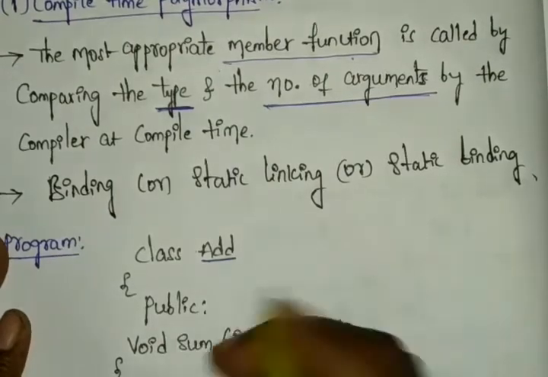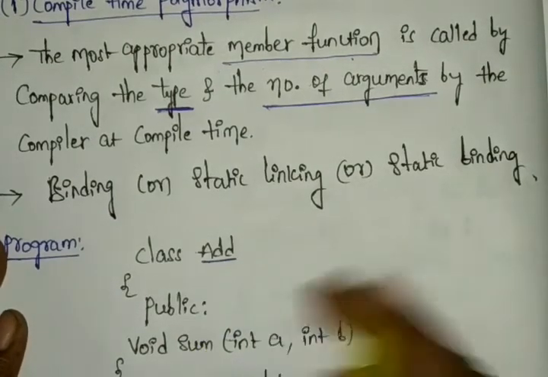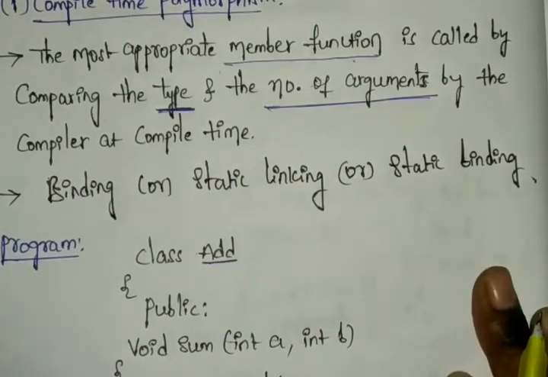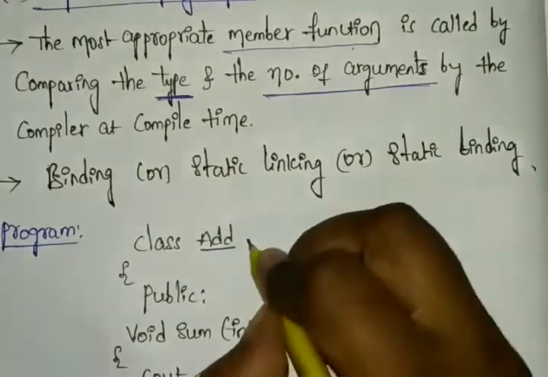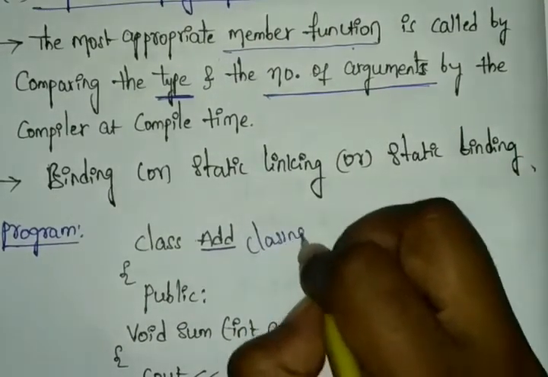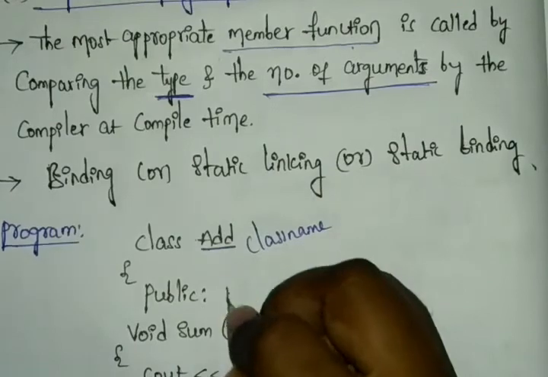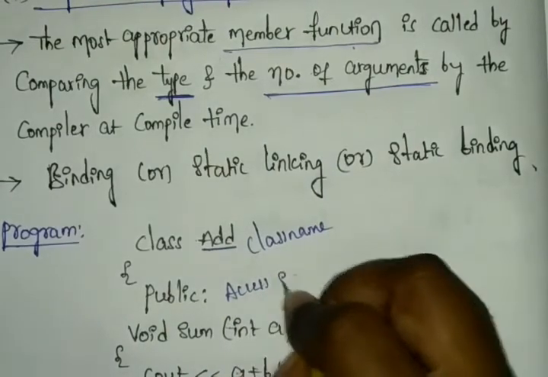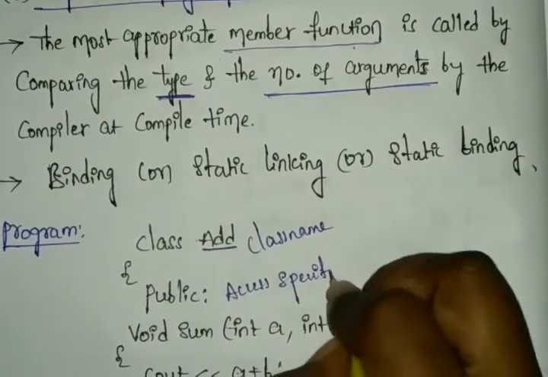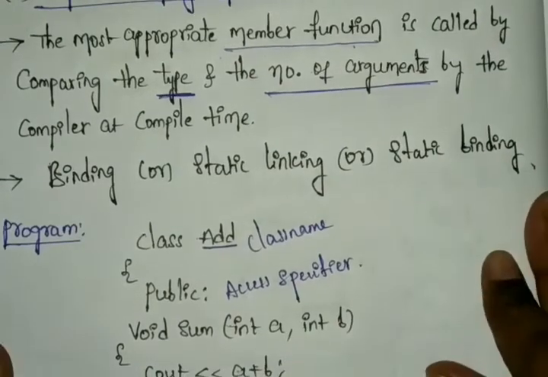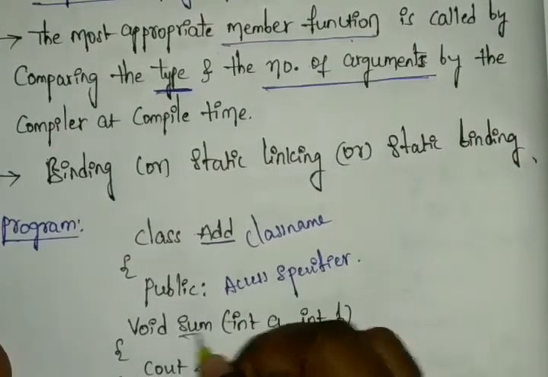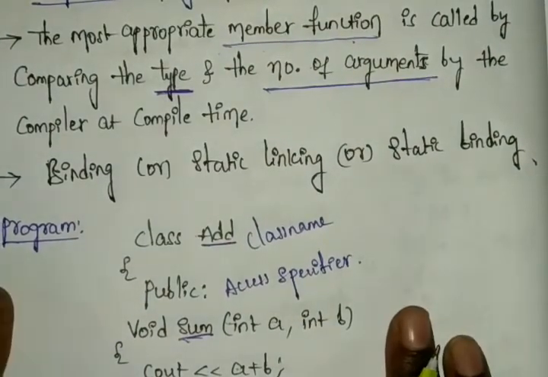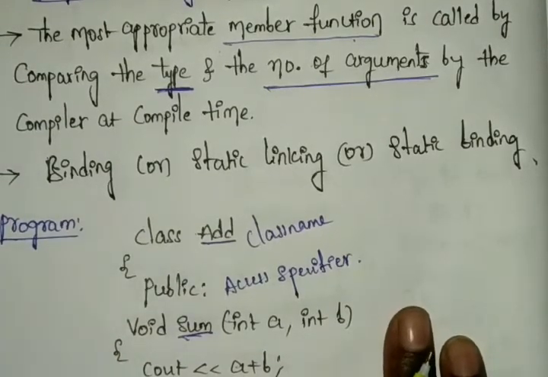Next we have public, this is the access specifier, or else you can call it access control. In that I'm choosing void sum. Here this is the class name, right? Sum is our function name, and void is the return type.